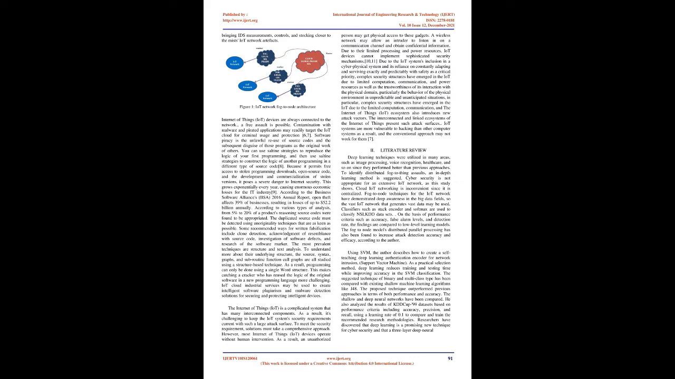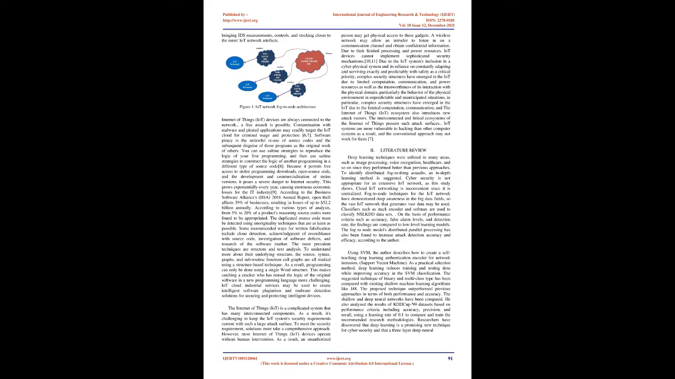However, most Internet of Things, IoT, devices operate without human intervention. As a result, an unauthorized person may get physical access to these gadgets. A wireless network may allow an intruder to listen in on a communication channel and obtain confidential information. Due to their limited processing and power resources, IoT devices cannot implement sophisticated security mechanisms.